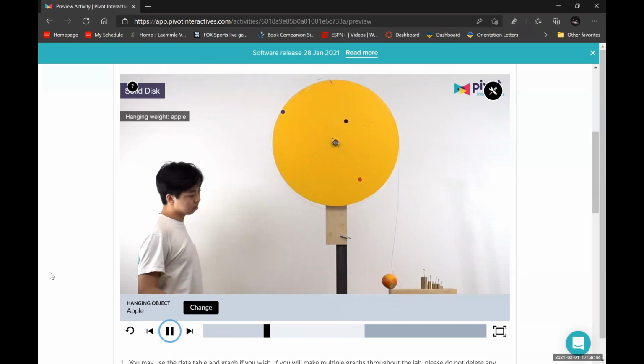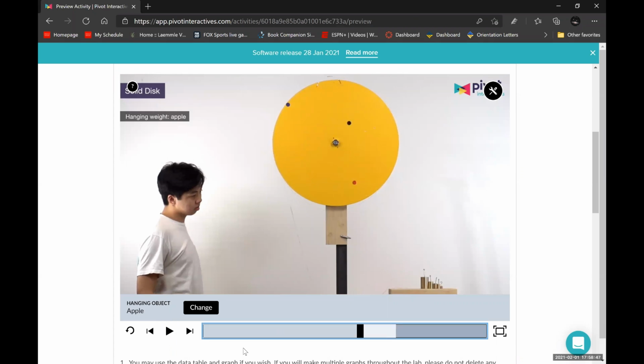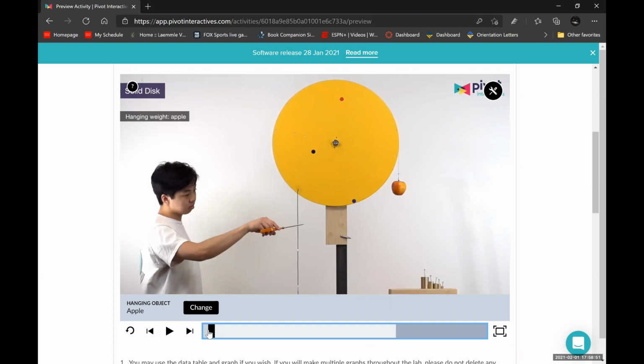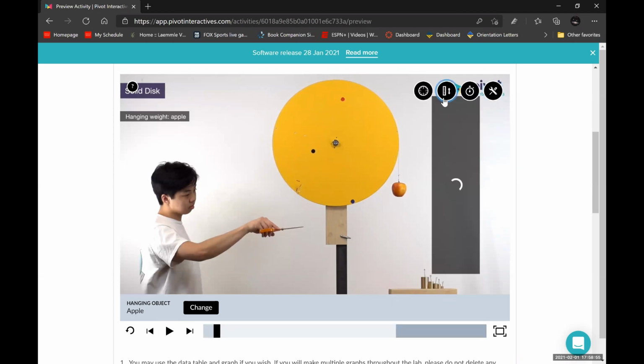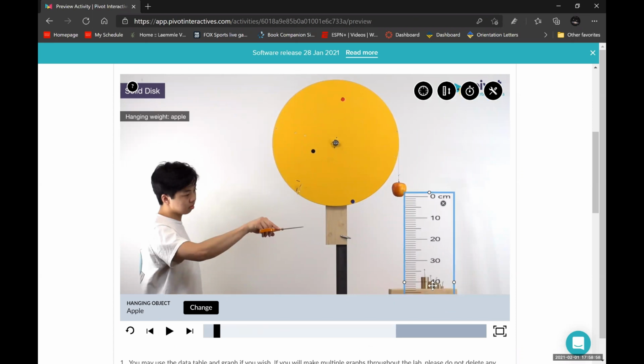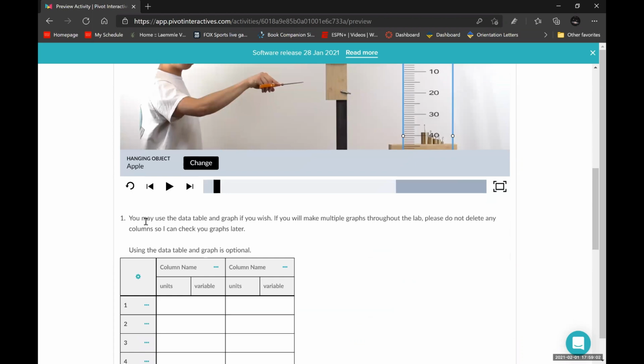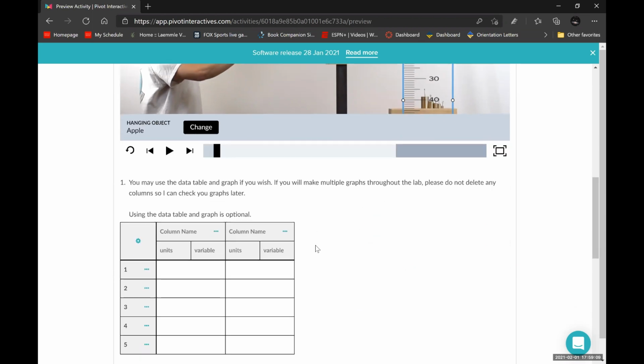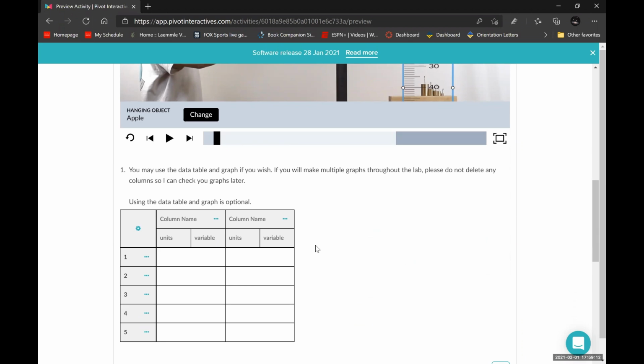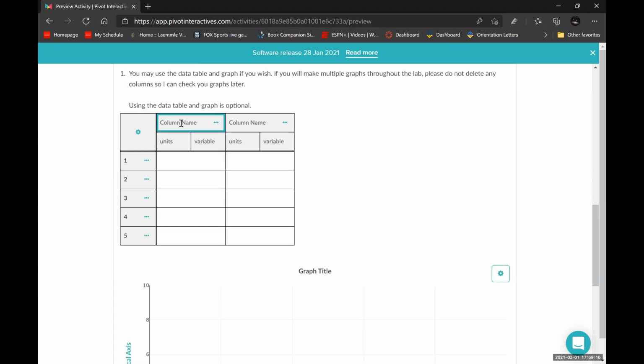So what we have here is an experiment that allows us to go back and measure the height and things like that. So we can come back here. You may use the data table and graph if you wish, if you make multiple graphs throughout the lab. This is very similar to the lab that we did on acceleration. So here you have, let's say, this will be distance, and this is the time. Let's say meters, and this is seconds.